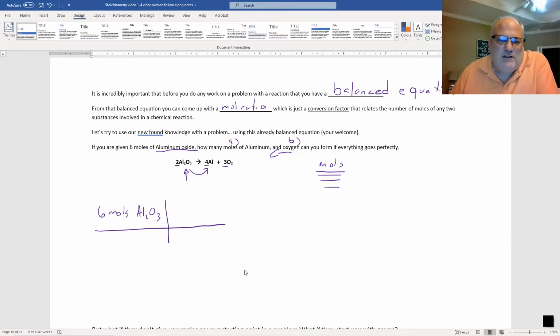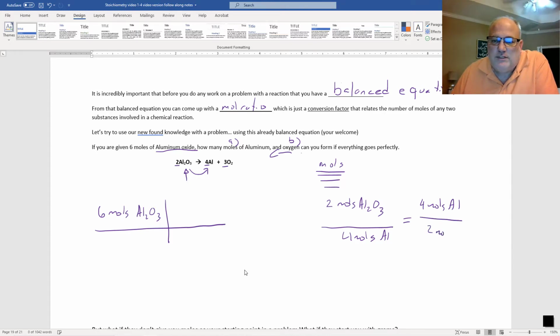Well, let's take a look at the ratios here, because see how we have 2 in front of the Al2O3 and 4 in front of the Al? So essentially, we can do this. We can write 2 moles of Al2O3 on top of 4 moles of Al, or we can write 4 moles of Al on top of 2 moles of Al2O3. Because that's equal to 1, because they're equivalent to each other.